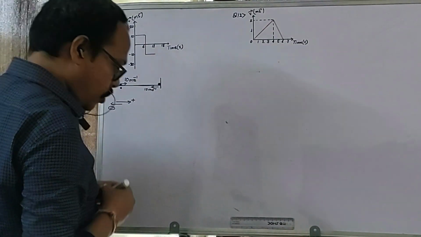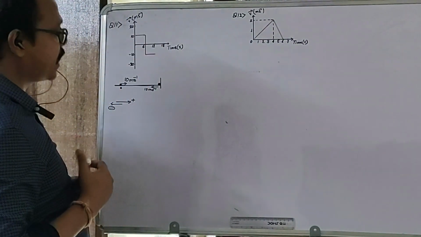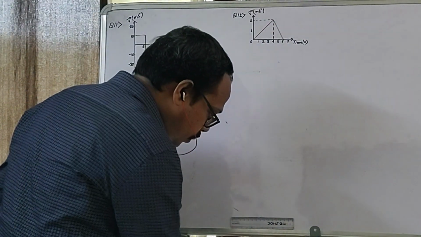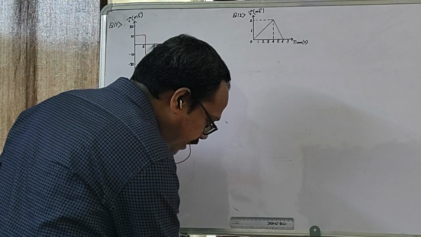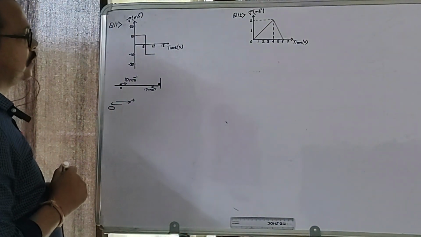So what are they asking? They are asking to draw the velocity time graph. So this is the velocity time graph, we have done that. Now what are they asking from that? To use it to find the total distance traveled by the ball and its displacement.